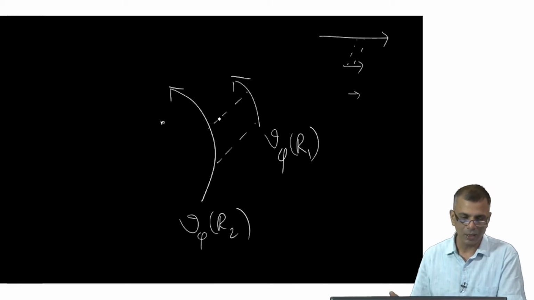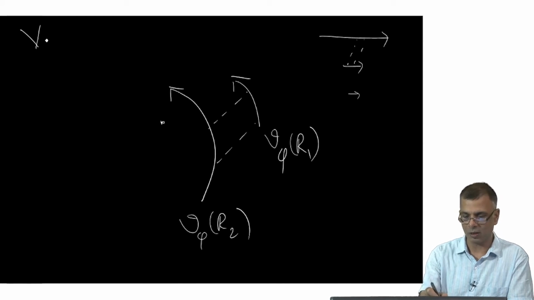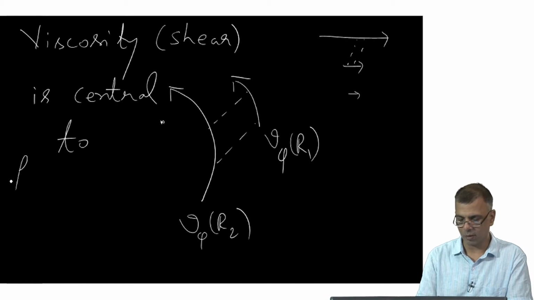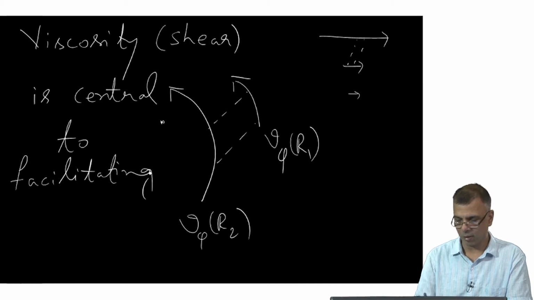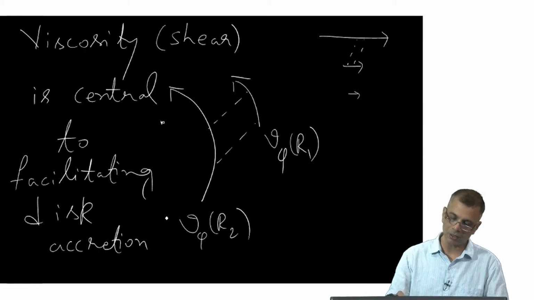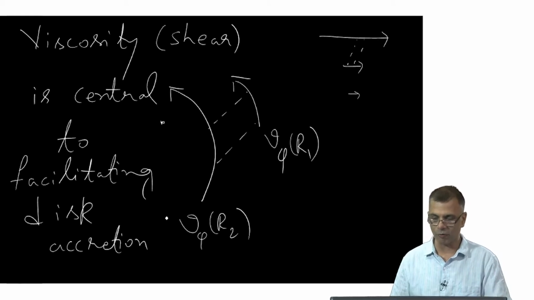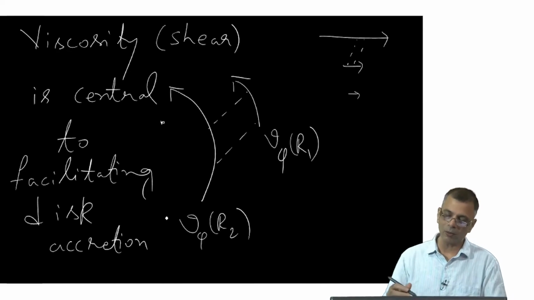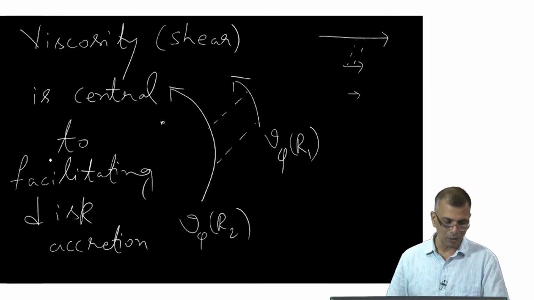And viscosity, shear viscosity in particular, is central to facilitating disk accretion. So this is the physical picture of viscosity that you can think about. Here is a shear kind of flow because the velocity here is larger than the velocity here, so it is, by the definition, a shear flow. And viscosity is that property of the liquid that prevents this shear from happening. Okay, so enough of all this.